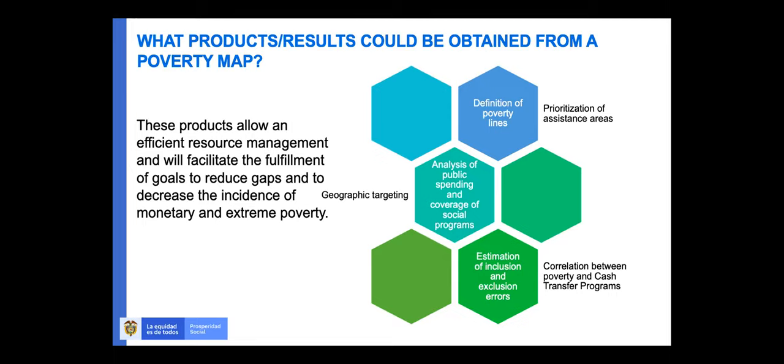Also, analysis of public spending and coverage of social programs, geographical targeting, for example, estimation of inclusion and exclusion errors in the targeting. It's important to define the zones with big gaps in attention for priorities in the next stage of the programs. And also correlation between poverty incidence and cash transfer programs coverage.